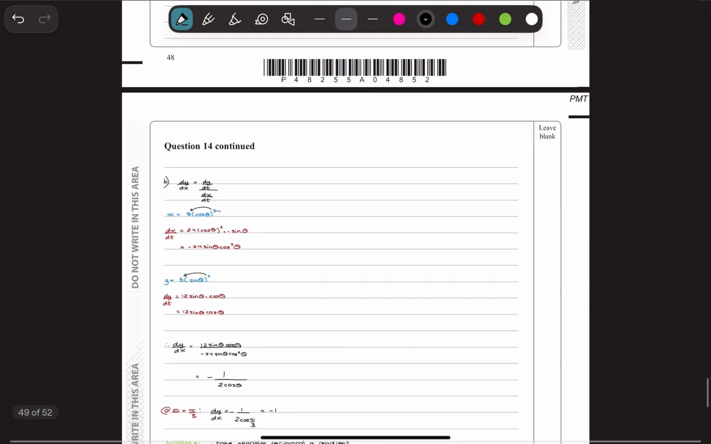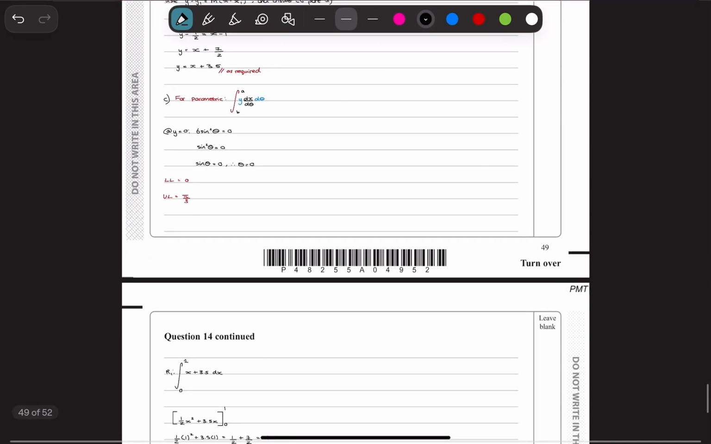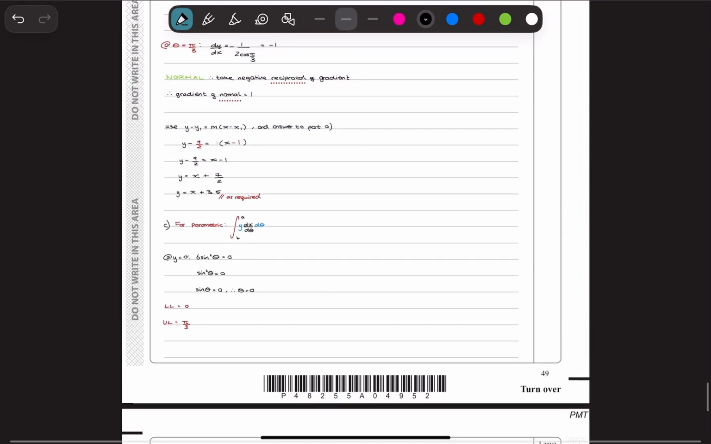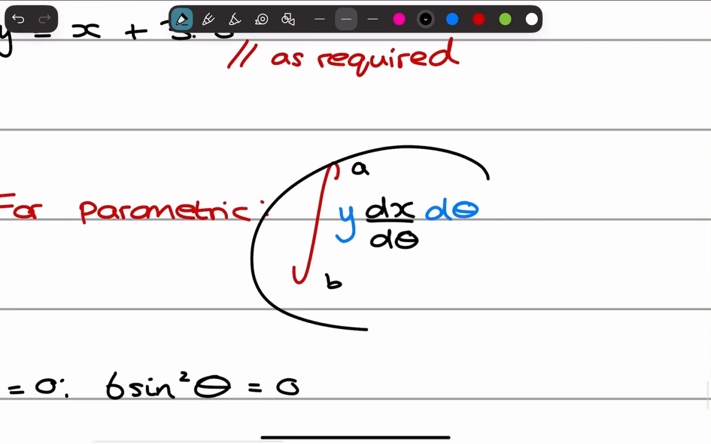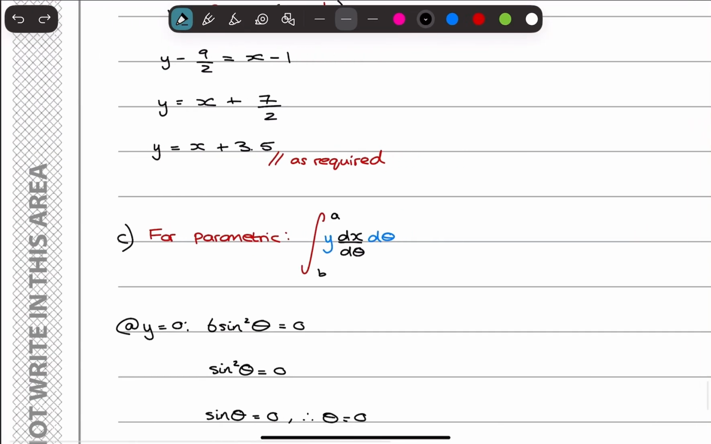Now, before we do that, I also want to go through how to do parametric integration very quickly. All it is is this formula here. So you find your limits, take y, multiply it by dx over d theta, and then multiply that by d theta. And this is because, if you use your common sense, these 2 things will just cancel out like so, and then you end up with the integral of y with respect to x, which is what we usually work with.